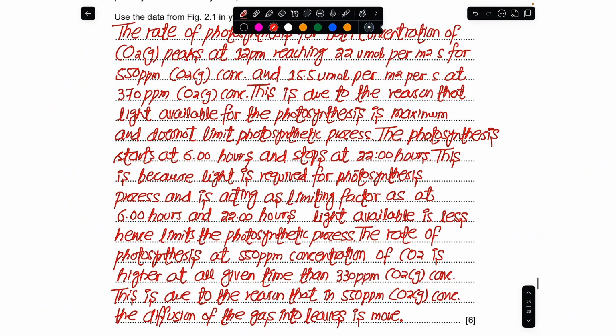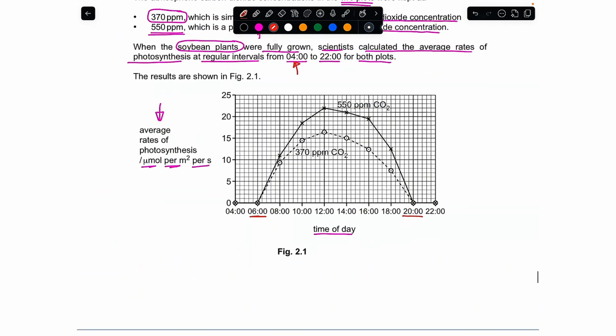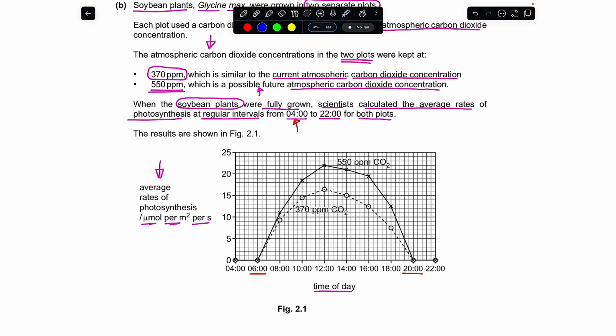So this was a total of 6 marks, and here the examiner wants you to describe and, along with that, to explain the effects of the carbon dioxide concentration and how this was affecting the average rate of photosynthesis of the soybean plant from 4 a.m. to 22 p.m. And here they have clearly given you the instruction that you are required to use the data from figure 2.1 in your answer. Now let us just revert back to the graph for the description and the explanation points. Again, 6 marks, 3 points should go for description, and then we have to be giving their explanation.